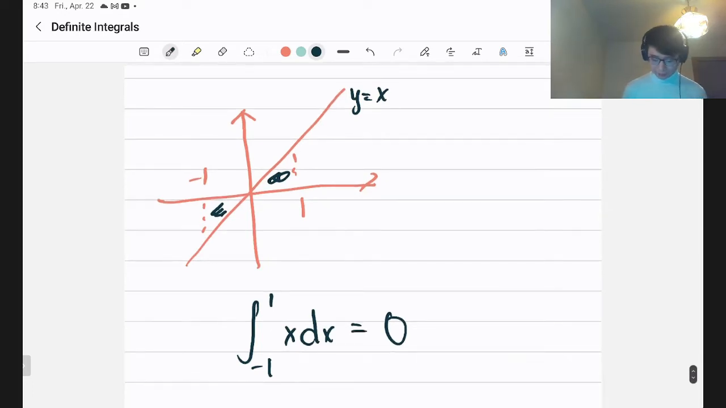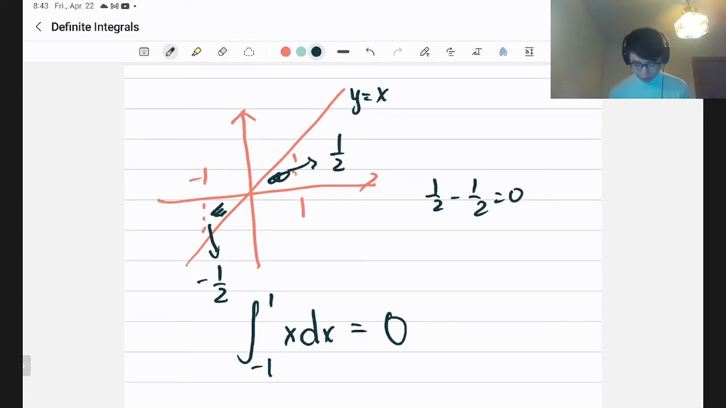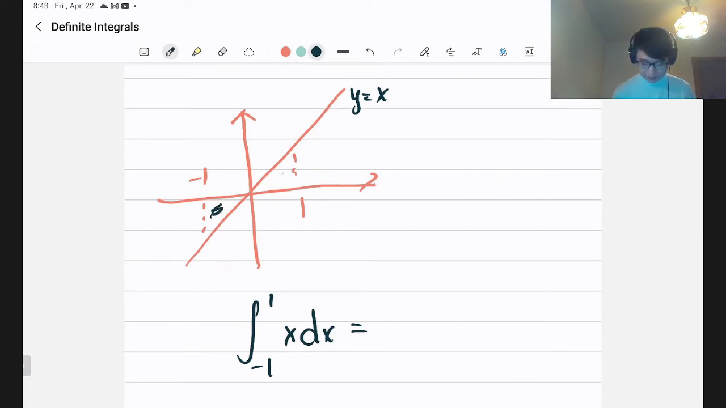If I remember last time, this negative side is -1/2, and the positive side is positive 1/2. These two things cancel out to 0, right? It makes sense. The way we avoid that is, if I want to find the area of these two sides, I only need the area on one side and then multiply by 2. So I'm integrating from 0 to 1 of the function x.